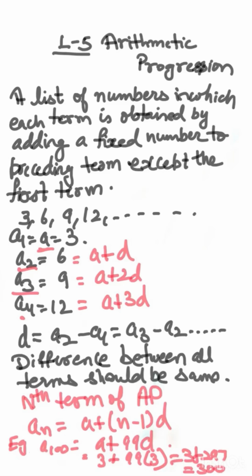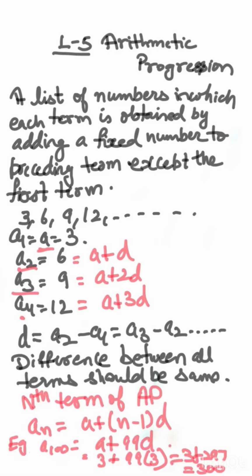So we are going to start with lesson 5, arithmetic progression, today. Before that, beta, arithmetic progression, AP, is a list of numbers in which each term is obtained by adding a fixed number to the preceding term, except the first term. For example, over here 3, 6, 9, 12, they are forming an AP.